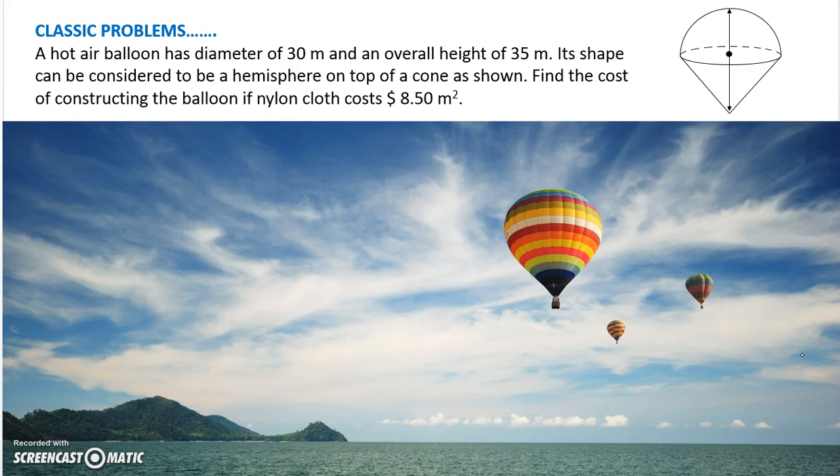Once we've learned all our basic skills, we look at some of the classic problems. So an example might be where we have a hot air balloon and it's got a diameter, so the distance from here to here is 30 metres, and it's got a height of 35 metres. We can work out the cost if you needed to construct this balloon, and it cost us $8.50 for every metre squared that we had. So we'll be working towards these sort of problems.